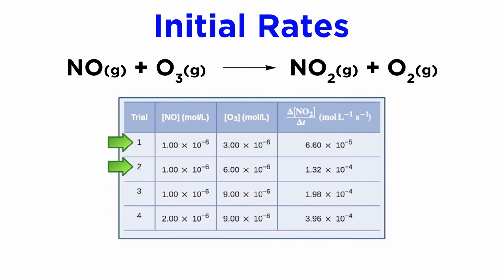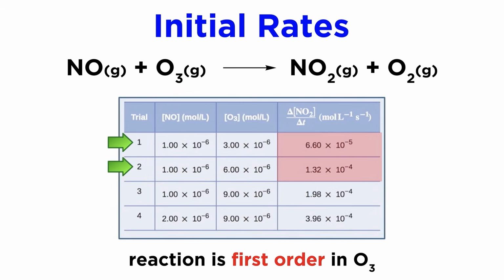Looking at this data, let's compare trials 1 and 2. They have the same NO concentration, but for trial 2, the ozone concentration doubles. As a result, the rate doubles, so we know the reaction must be first order with respect to ozone concentration. This means that the concentration and the rate increase proportionately.